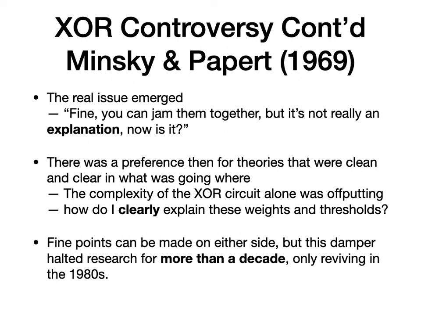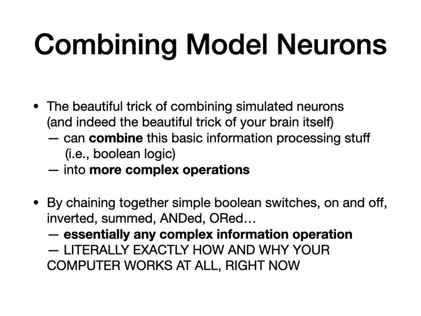So the idea, though, is that this was a powerful concept that they downplayed a little too hard, because the fact is that when you combine model neurons, combine perceptrons, it's this beautiful trick that you can do in the math, but also that your brain is doing itself. This is the reason the brain is so good. You can combine all this basic information processing stuff, Boolean logic, into more complex operations, like legit normal math, right?